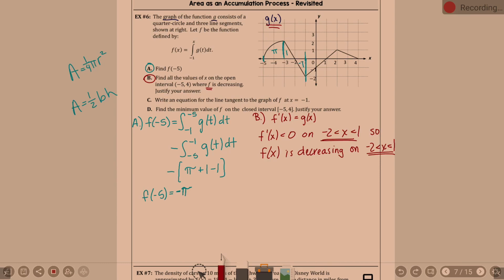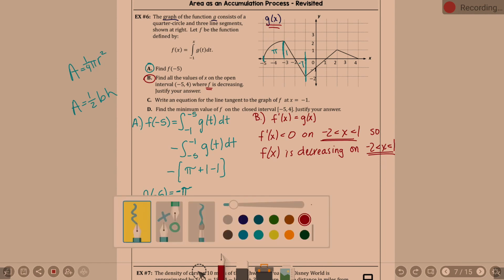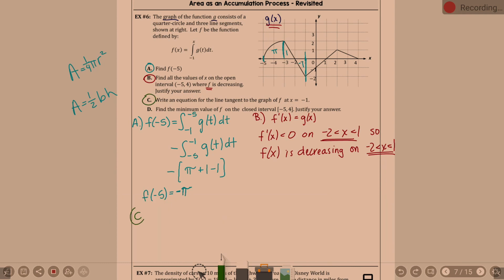Okay, see when you're ready. Write an equation for the line tangent to the graph of f at x equals -1.